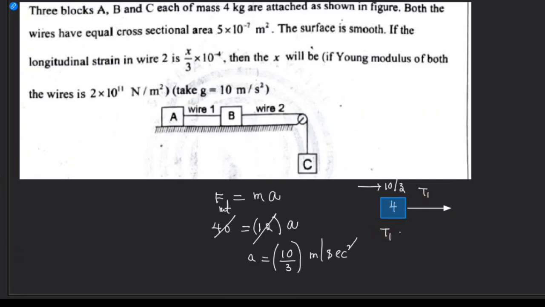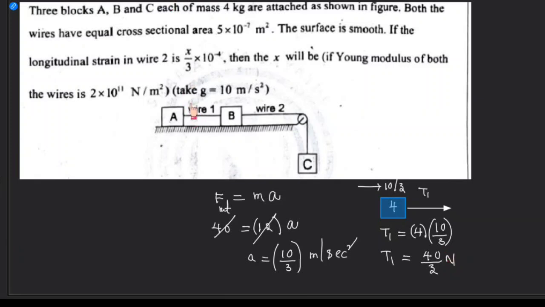Therefore, according to Newton's second law, T1 is equal to 4 into 10/3. Therefore, this tension is equal to 40/3, right? Here the tension is equal to 40/3. This is the tension T1.